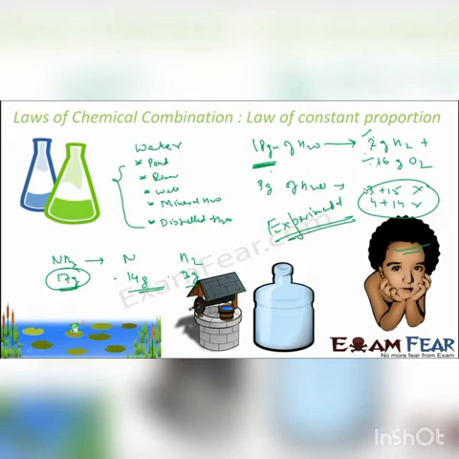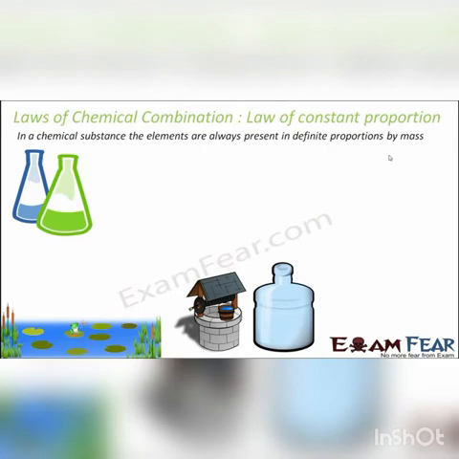And why is this happening? With that, a new law was given, the law of constant proportion. It says that in any chemical substance, the elements are always present in definite proportion by mass. For example, if you take water, then hydrogen is 2 and oxygen is 16. This is experimental data, that is 1 by 8. And why is it 16? We'll tell you. There is a concept of atomic mass and atomic number, and with that we'll tell you why.